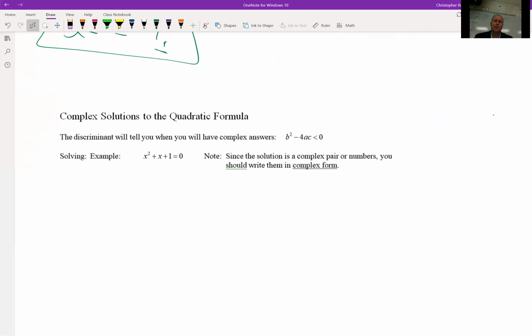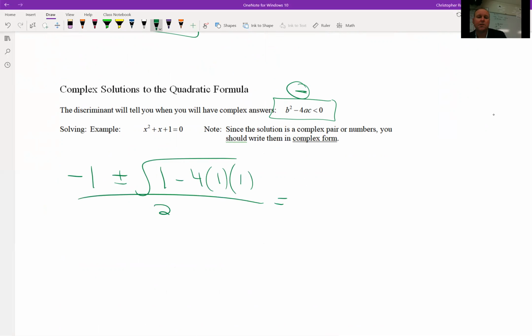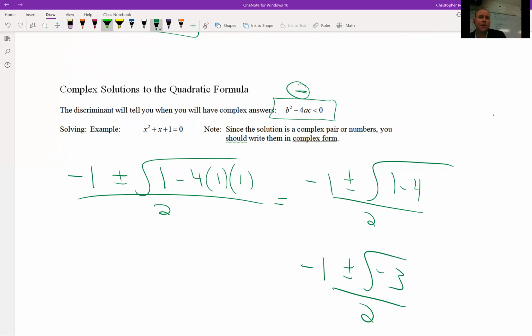This can also happen in the quadratic formula. It happens when the discriminant turns out to be less than 0, that means negative. So as we work through here, negative b plus or minus the square root of b squared minus 4 times a times c, all over 2 times a, which would just be 2. So I get negative 1 plus or minus, so we got 1 minus 4 over 2. So I get negative 1 plus or minus the square root of negative 3 over 2. Now we do have to finish this up because we would simplify the radical anyway. So in this case, it becomes i root 3 over 2.